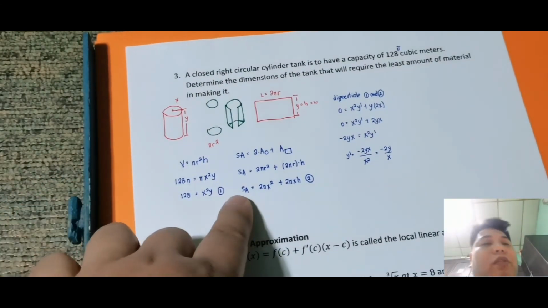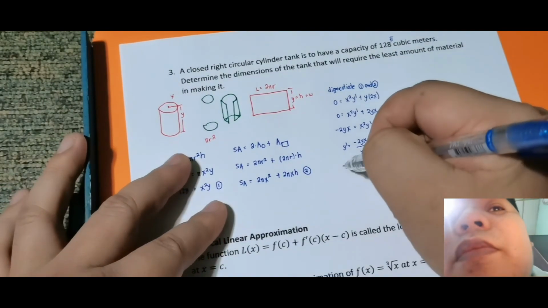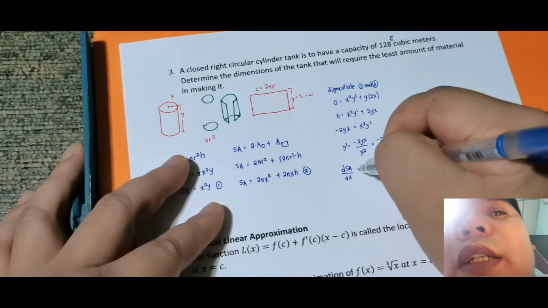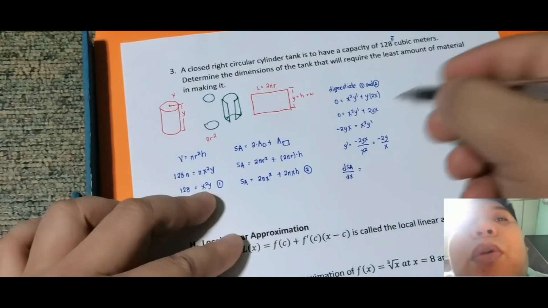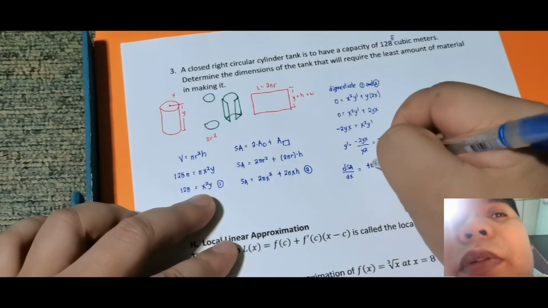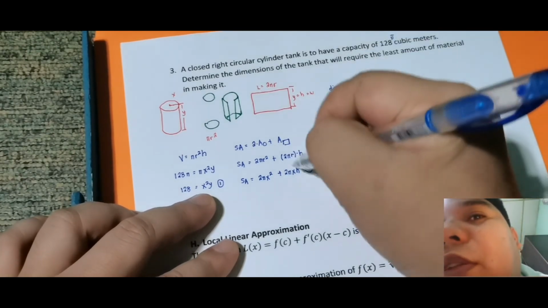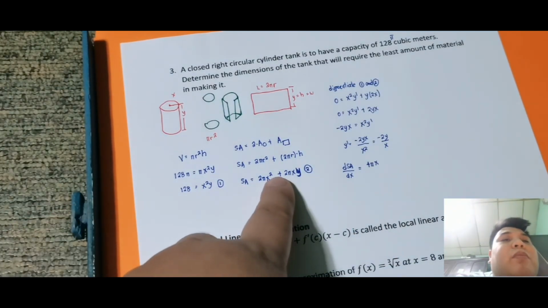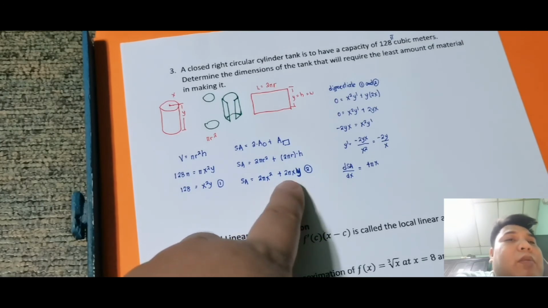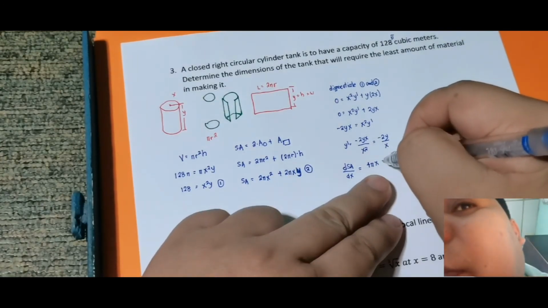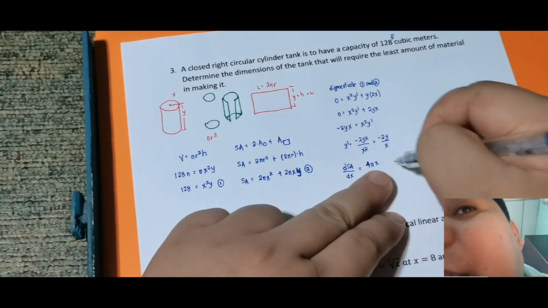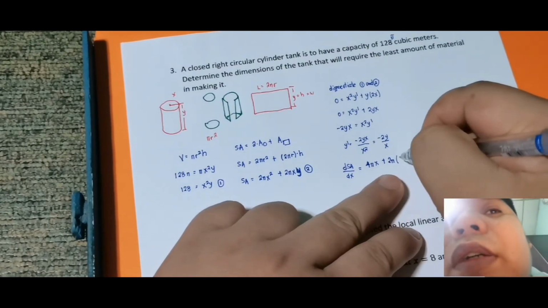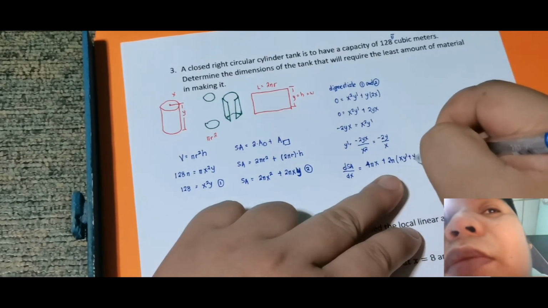Next is differentiate natin equation 2. So this is the derivative of SA with respect to x is equal to derivative ng 2 pi x squared, which is 4 pi x. Then plus, sorry, ito ay y, hindi ko nalagay, buti na lang nakita ni sir. So next is 2 pi, then by product rule. Labas ko yung 2 pi, i-product rule ko yung xy. Ang product rule ng xy is x y prime plus y times 1.